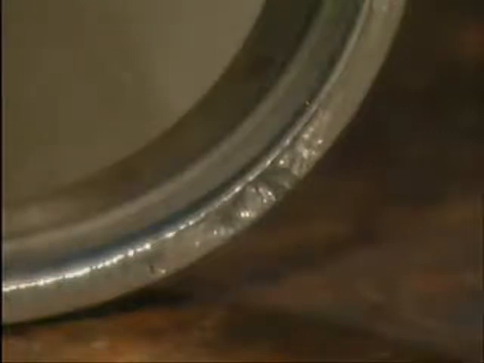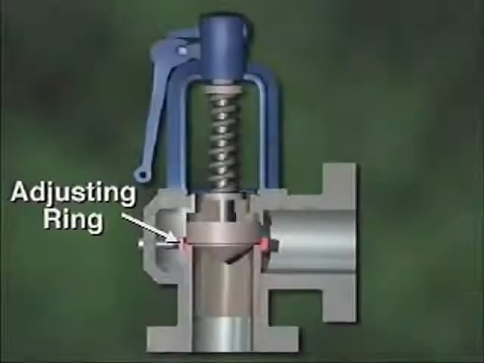Steam cutting occurs when the velocity and the temperature of the escaping steam are so high that the steam cuts into the metal of the valve's disc or seat. Blowdown can be adjusted by changing the setting of the valve's adjusting ring.